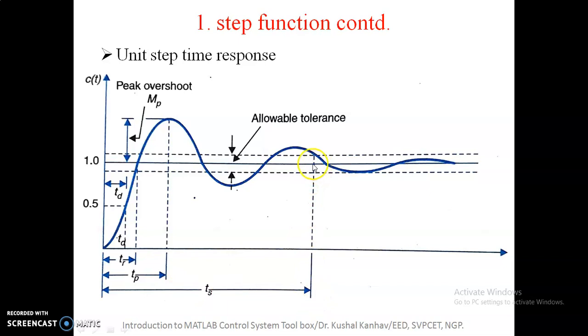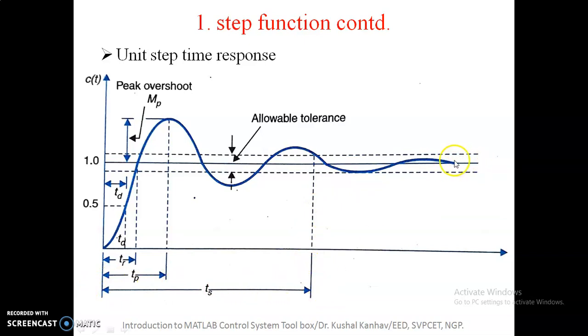Now the settling time. You find there are two dashed lines above and below 1.0 in the unit step input response. This is called the tolerance band. So when your output response reaches and stays within this tolerance band, that time is called the settling time. You find that after this point, the output response stays within this tolerance band. So the time required to reach this instant is called the settling time.